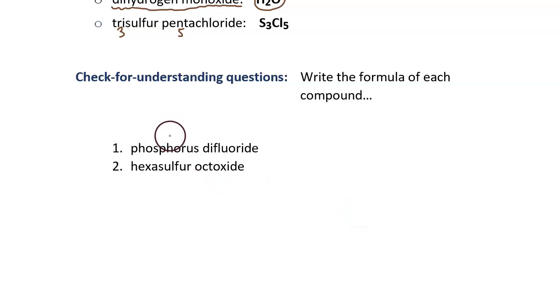Okay, question number 1. The prefix di is going to mean you have 2 of the fluorides. So the capital P for phosphorus, an F for fluoride, and then put a little 2 after it. PF2. Okay, number 2. Hexa means 6. Octa is 8. 6 sulfurs, 8 oxygens. So S6O8.